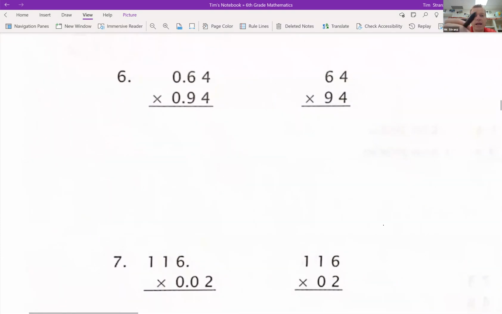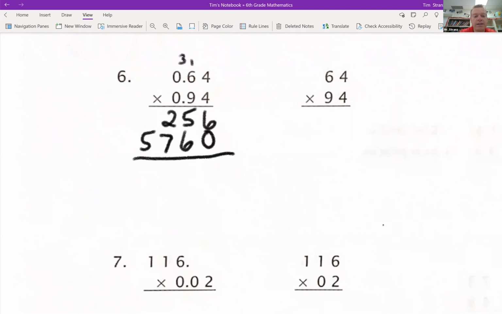Number 6, 0.64 times 0.94. 4 times 4 is 16. That's 24, plus 1 would be 25. 9 times 4 is 36. 9 times 6 is 54, plus 3 would be 57. Add these up. 6, 11, that'd be 9, 10. Okay, and I have 4 decimal places, 1, 2, 3, 4. So 1, 2, 3, 4.